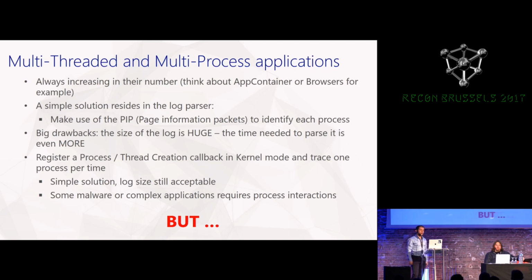The second way to overcome this could be to register a process and thread creation callback in kernel mode, and then trace only one process at a time. This solution is simple and it works, but sometimes it's not acceptable because, for example, some malware or some complex component, like Microsoft Word, requires interaction between different processes, and this is a problem.